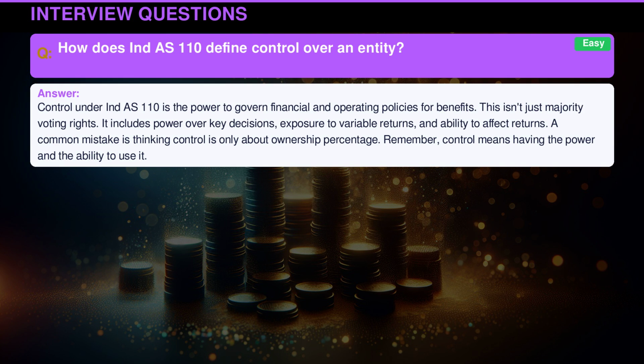Control under Indian Accounting Standard 110 is the power to govern financial and operating policies for benefits. This isn't just majority voting rights. It includes power over key decisions, exposure to variable returns, and ability to affect returns. A common mistake is thinking control is only about ownership percentage. Remember, control means having the power and the ability to use it.